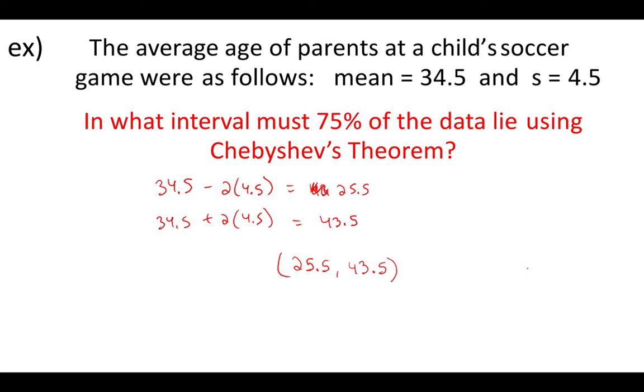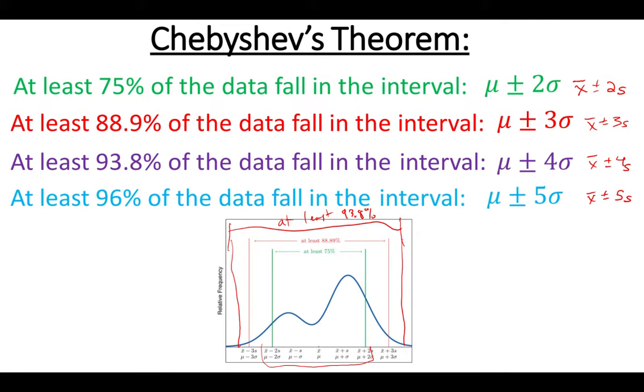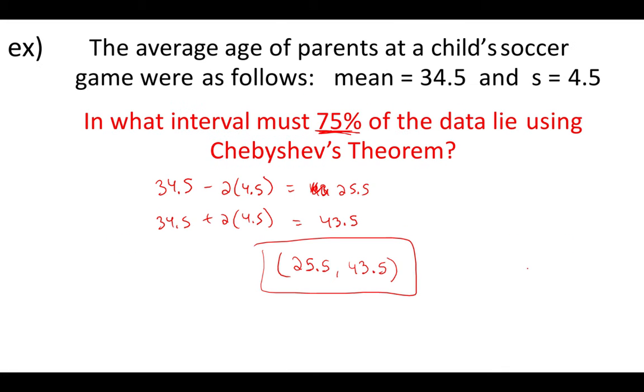Hopefully that makes sense. We'll look at a couple more examples. But again, basically what you're trying to do is figure out, given that number, 75%, you're just going to match that up. How many times do I need to add and subtract the standard deviation? You just add 2 times the standard deviation, subtract 2 times the standard deviation, and that gives you some interval, and you can interpret what that means. Again, this means that 75% of the parents at the soccer game are between ages 25.5 to 43.5.